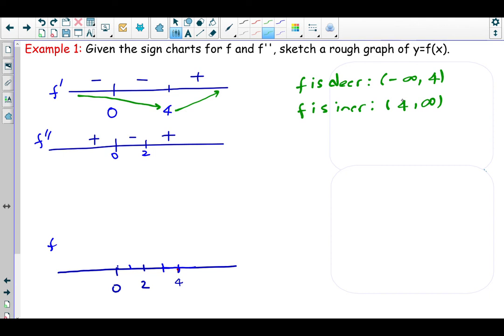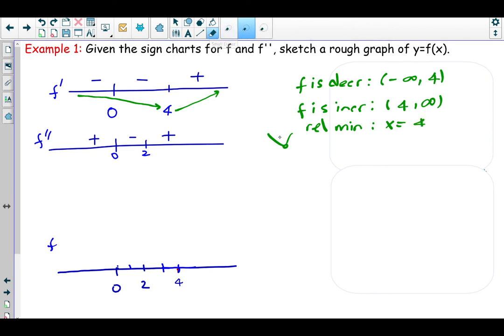And can you tell me where there's a relative maximum or relative minimum based on the pointing of the arrows? So it was decreasing and then increasing. So at x equals 4, what do you expect to see? A relative minimum, because your arrows are like this. So you have a minimum there at x equals 4. And it looks like there is no relative maximum for this graph.